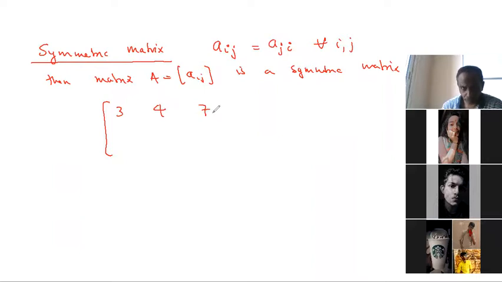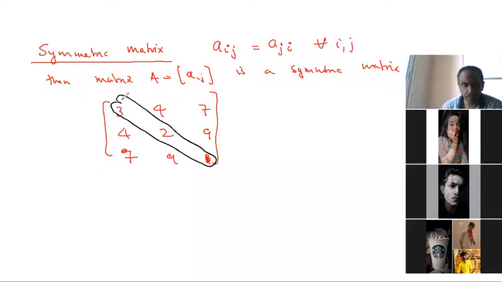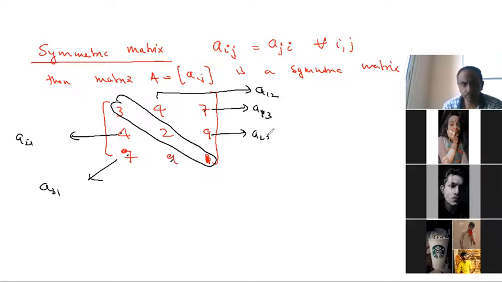Very good. 3, 4, 7, 4, 2, 9, 7, 9, 3. What did you notice? If I keep a mirror on the diagonal elements, do you see the images are the same? Yes, sir. What do you call this element? A12. What do you call this element? A21. So A12 and A21 are equal. A13 and A31 are equal. A23 and A32 are equal. That is why we call Aij equal to Aji. If you interchange the row number and column number, the values of the elements are the same.